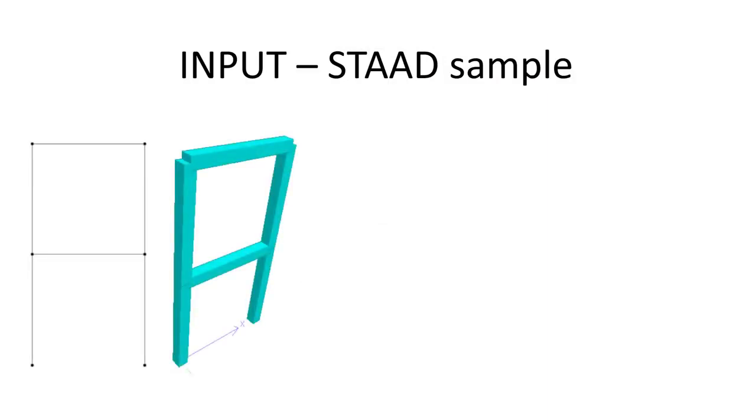This is a STAAD sample of the input. So here you can see the geometry of the structure as well as how the geometry of each member has been defined. It has here been defined as a rectangular member, as you can see in the 3D layout.